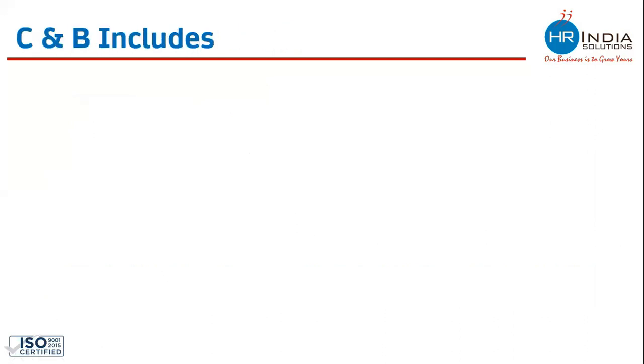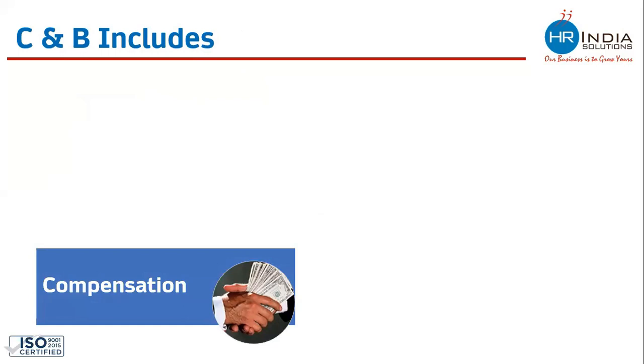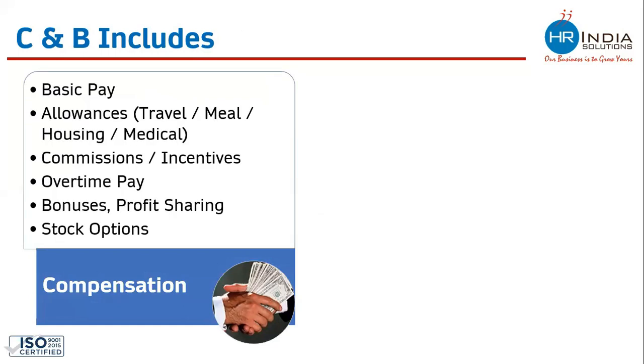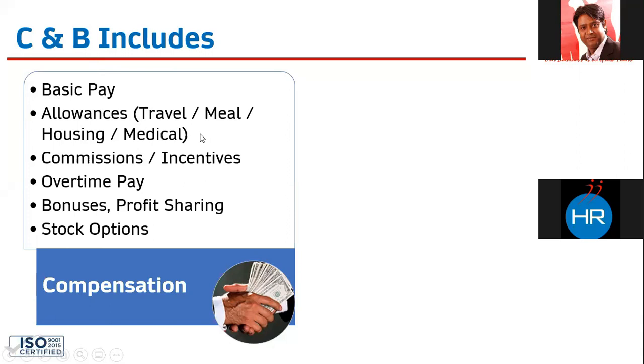So we'll understand the components which are included in compensation and benefits. First, the components included in compensation are the basic pay, allowances, commission, incentives, overtime pay, bonus, profit sharing, and stock options. Basic pay is the major payment in the compensation package. This is the main salary of the employee. Then we have allowances, which can be of different types. This is mainly to meet other expenses of the employee related to the company's work. Allowances can be travel allowance, meal allowance, housing allowance, medical allowance, and there are many allowances available. We will discuss in detail in the coming slides.